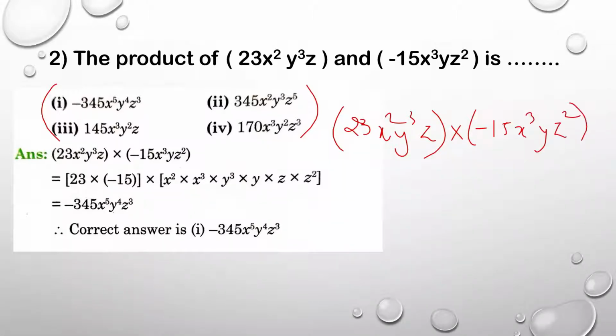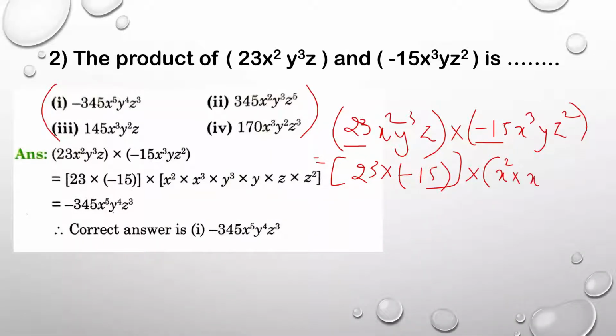Okay. So first, coefficients you have to take together. So 23 into −15 you have to take together. And on one side you have to take all the variables. So take x² first, then x³, then all x you take together, then all y you take together, and then z you take together. Okay. Now 23 into −15 is what? −345.